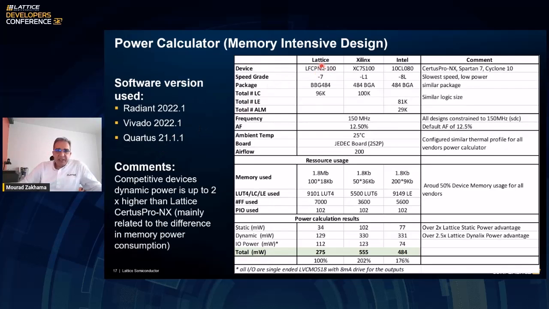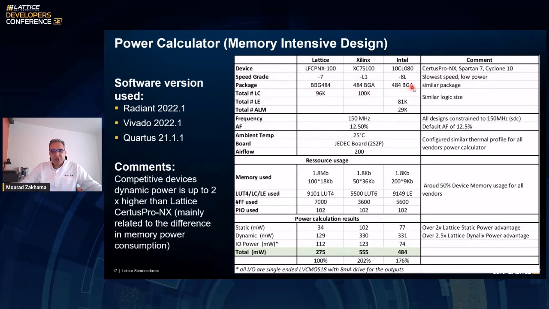And the device that we selected from each one of the vendors. For Lattice, we selected Certus-Pro NX 100, which is 100,000 logic cells, 96,000 precisely. And for Xilinx, we used the 7 Series 100, which is 100,000 logic cells equivalent. It's LUT6 based, but the logic cell equivalent is 100K. And for Intel, we used the Cyclone 10, and we used the low power version for each one of these.